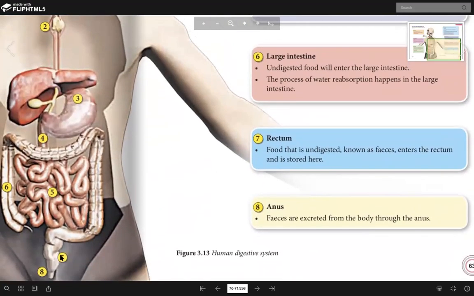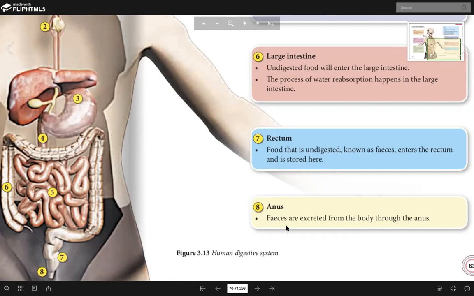Ni rectum, nombor 7 ni. So food that is undigested is known as feces. Sampai dekat sini kita namakan dia sebagai najis. Okay, and store here temporarily. Bila dah penuh kat sini baru awak terasa nak pergi tandas. Sebab tu cakap dia akan kumpul kat sini dulu, store, sampai satu tahap bila dah penuh kat sini baru awak terasa nak pergi tandas.